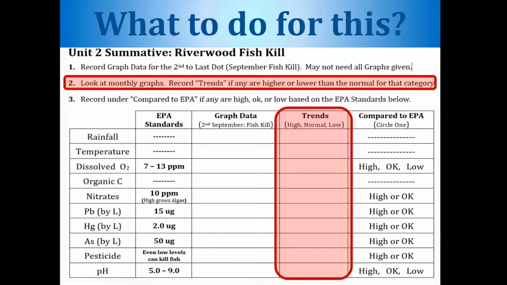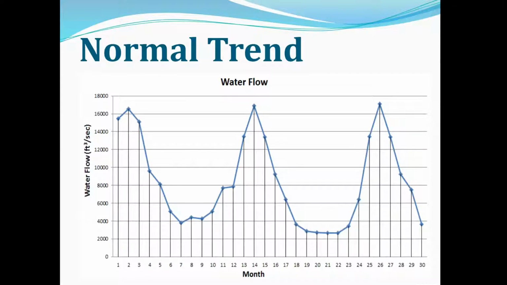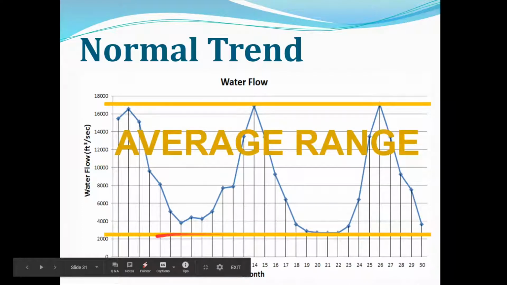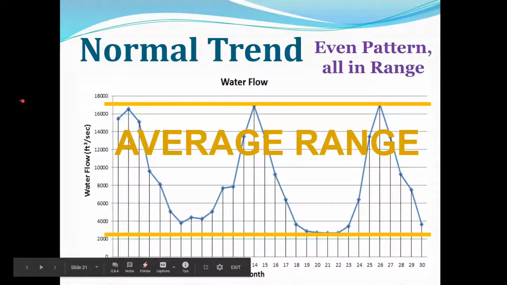Now, the trends: you then need to compare that data to itself. So a normal trend looks like this, where you have something that can go up and down, up and down, up and down. I mean, this is water flow, so you have your rainy seasons and your dry seasons. So this is a normal trend. Everything is within the range. Everything is fine. Even pattern, all in range.